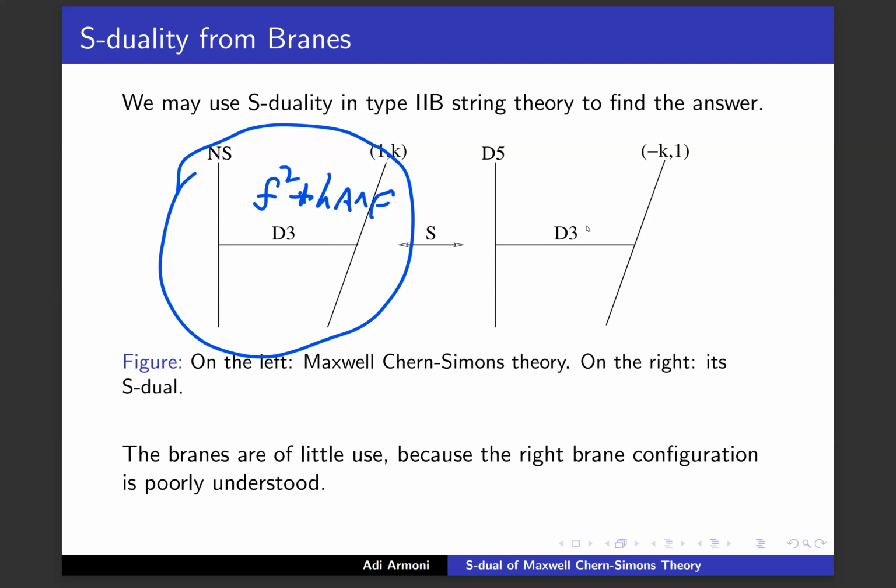Okay, so what's the role of the D5 or the NS5 in this case? Oh, it's a boundary condition, because without it, I will have a 4D theory, but I want to put it on an interval to reduce it to 3D. Okay, got it. And eventually I need to take the limit where the interval is very, very small to have a 3D theory. So, okay, cool.